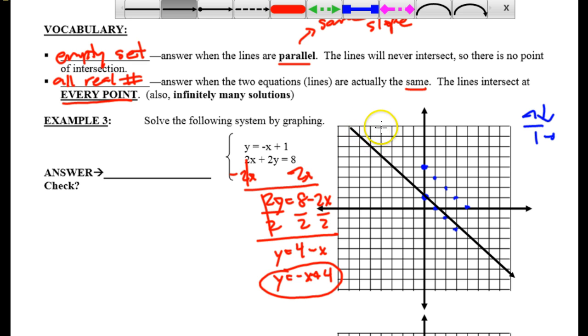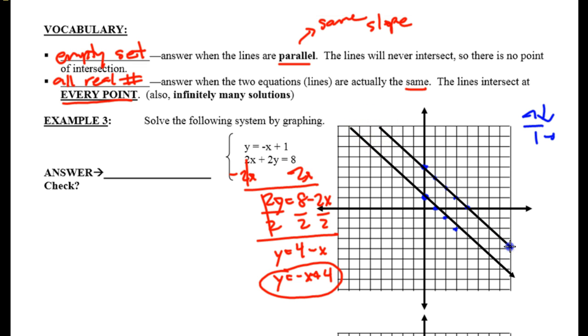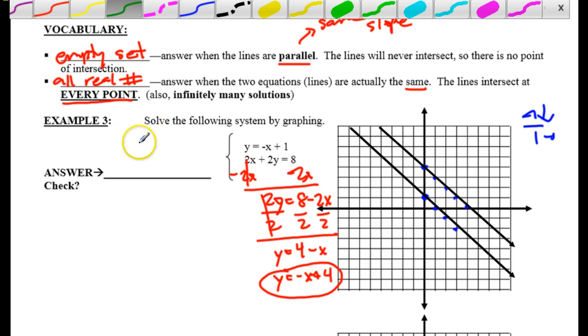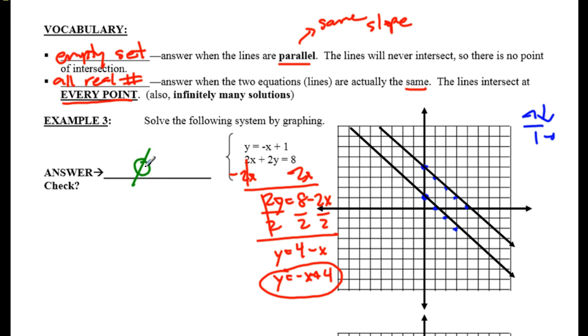Now when you look at these two lines, remember, every point on this line is an answer to this equation. But because it's a system, the answer is where they both have the same point. These lines never touch. There is no point of intersection. That means there is no answer. So in this case, our answer is the empty set.